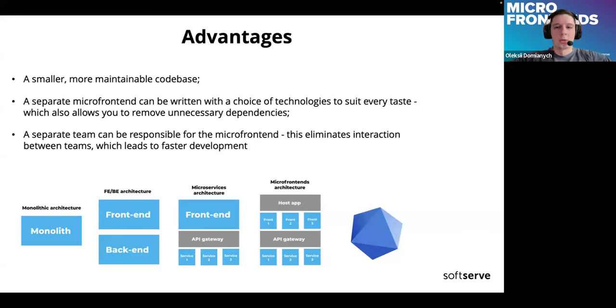Okay, let's move on and think about the third advantage. A separate team can be responsible for the micro frontend. This eliminates interaction between teams, which leads to faster development. I already said about it. We got for one page different widgets, different components, parts, and they could be separated into different micro frontends, and it's a very big advantage because different teams could work with these parts independently.